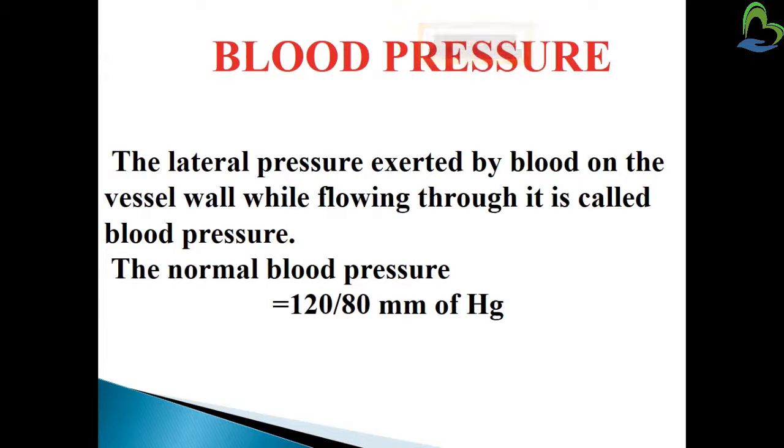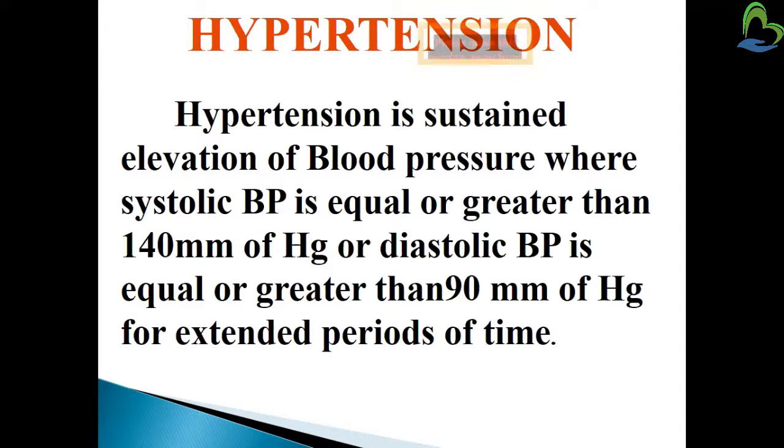Now, what is the difference with hypertension? When there is an increase in blood pressure, the definition we have seen is a sustained elevation of blood pressure. Continuously there is an elevation of the blood pressure. This is equal to, say, 140 mm of Hg systolic, and if diastolic is more than 90 mm of Hg for a certain period of time, then it is called hypertension.